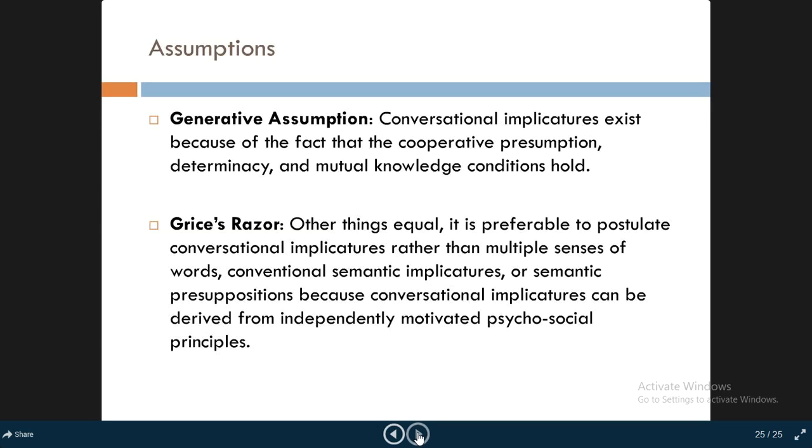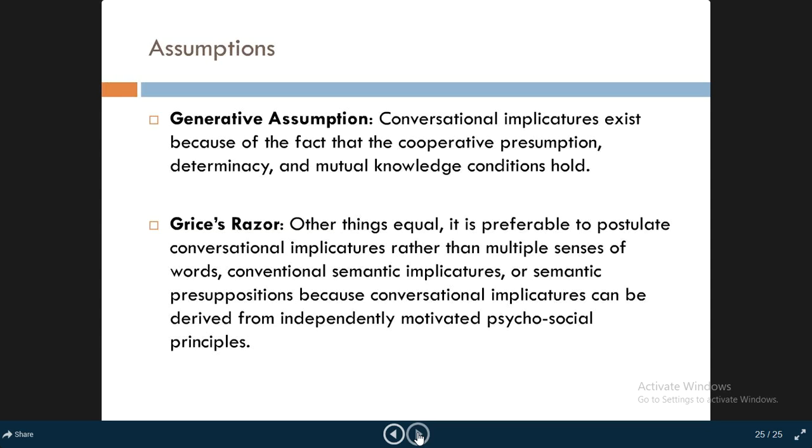Generative assumption. Conversational implicature exists because of the fact that the cooperative presumption, determinacy, and mutual knowledge are considered to hold. Grice says that, other things equal, it is preferable to postulate conversational implicature rather than multiple senses of words, conventional semantic implicatures, or semantic presupposition, because conversational implicatures can be derived from independently motivated psychosocial principles.